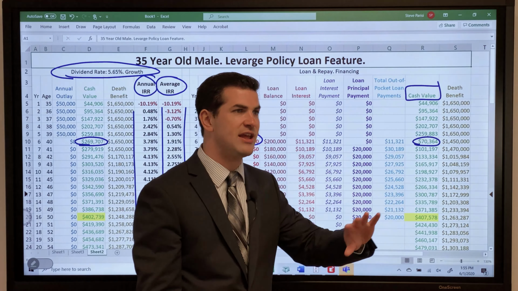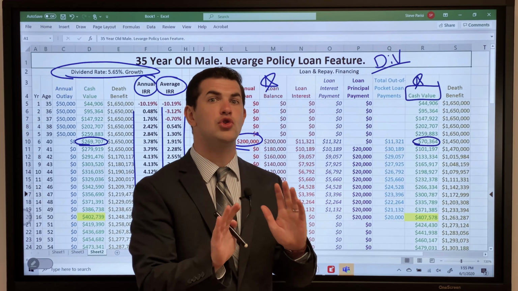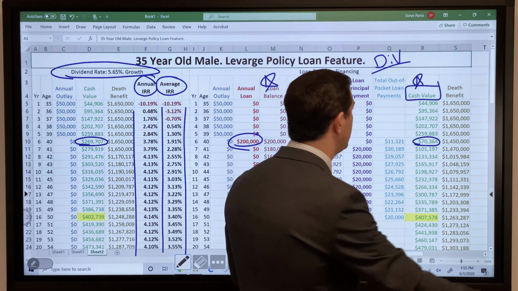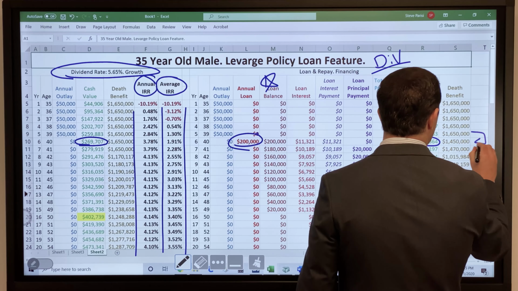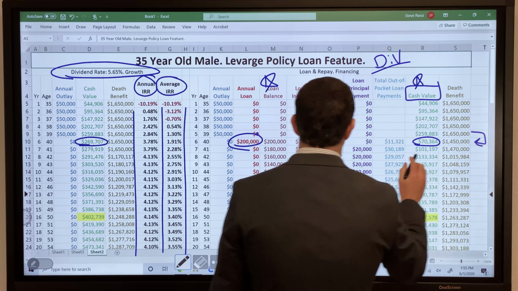How and why they do that, because this question comes up quite a bit. Why would an insurance company do that? One, they do charge interest on the loan. Just like if I take a mortgage out with a bank, they're going to charge me interest on it. And then two, the source of collateral is the death benefit. We borrowed $200,000. How much did your death benefit drop there?